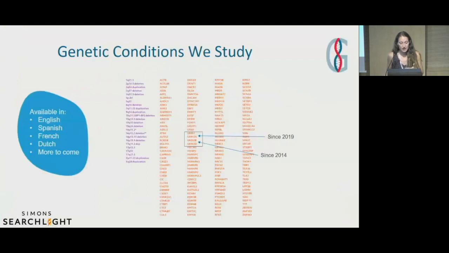So the genetic conditions we study, this is our full list. It's always ever growing and evolving as we learn more. GRIN2B has been on our list since 2014. And the GRIN1, 2A, and 2D have been on our list since 2019. And participants can participate in English, Spanish, French, and Dutch. And German and Portuguese and Italian are our next ones that are really high on our list. We're really trying to get it going.